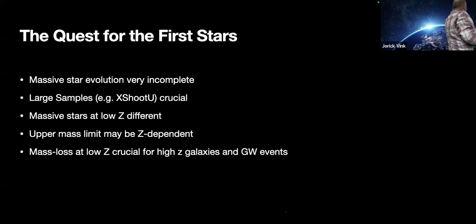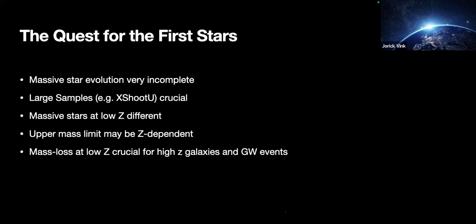We know that the low metallicity universe is different. I suspect the upper mass limit is Z-dependent. Now, this is different from the claims, of course, for the Population 3 stars. Population 3 stars, zero metallicity stars, or very low metallicity stars, the reason why those are thought to be more massive is because you have less cooling.